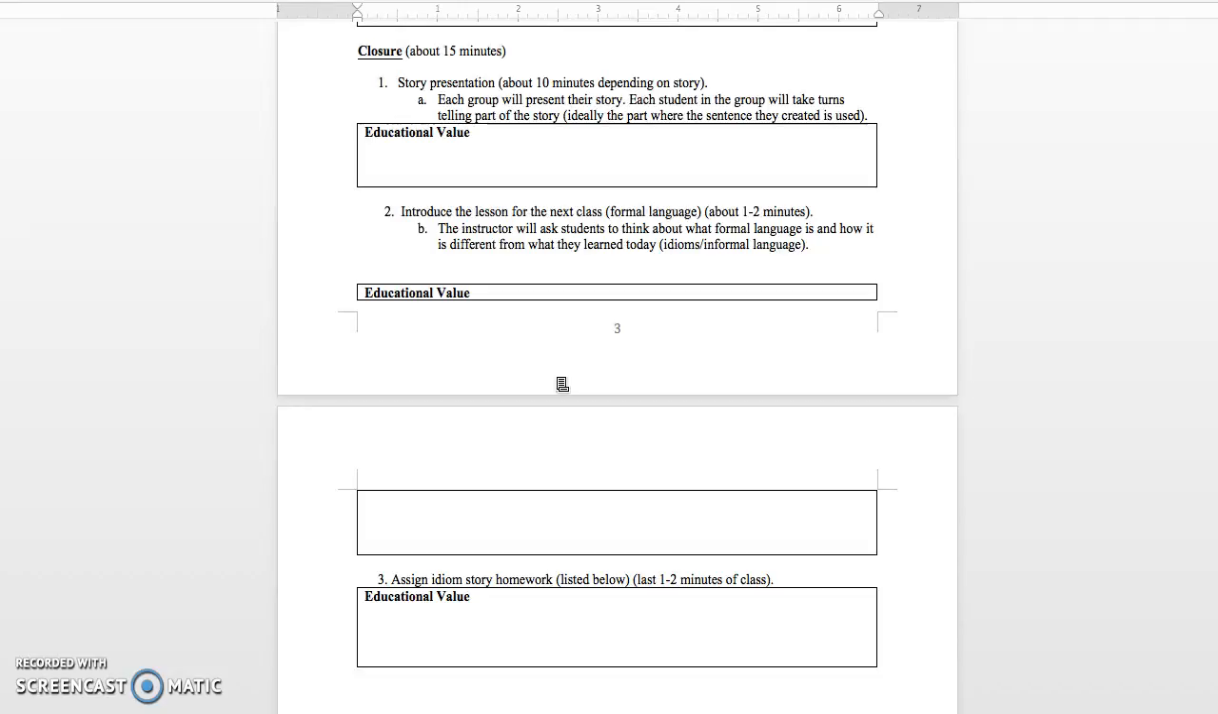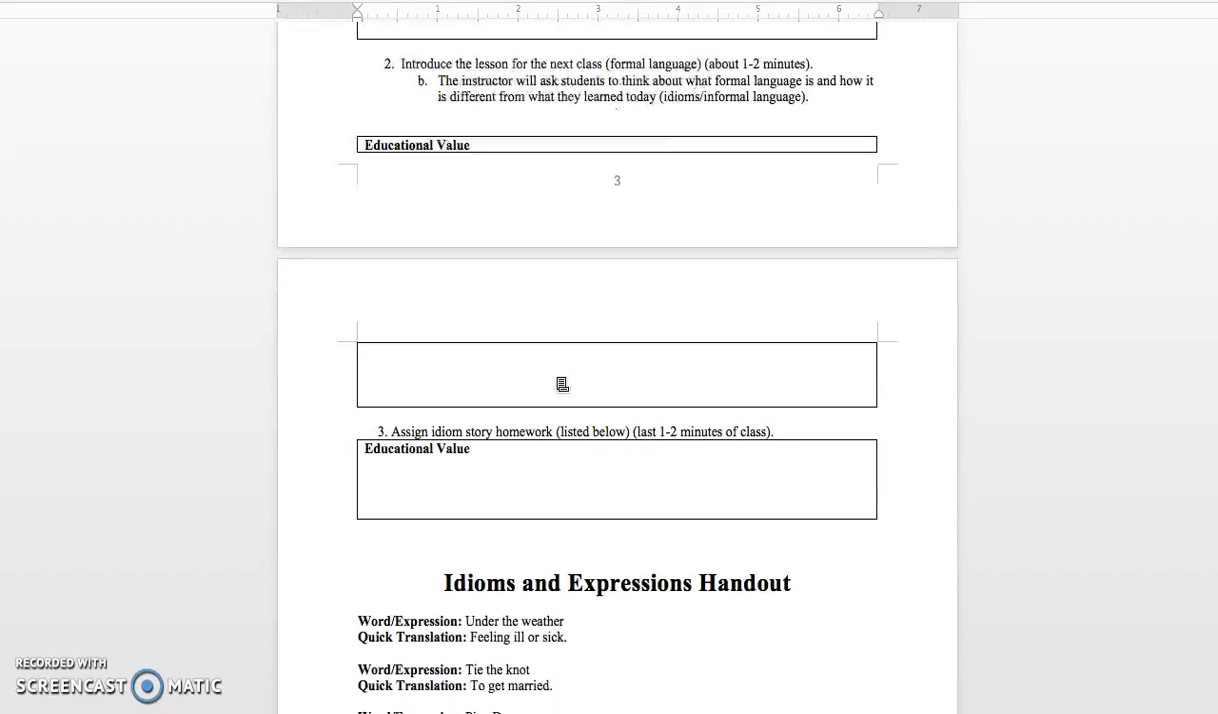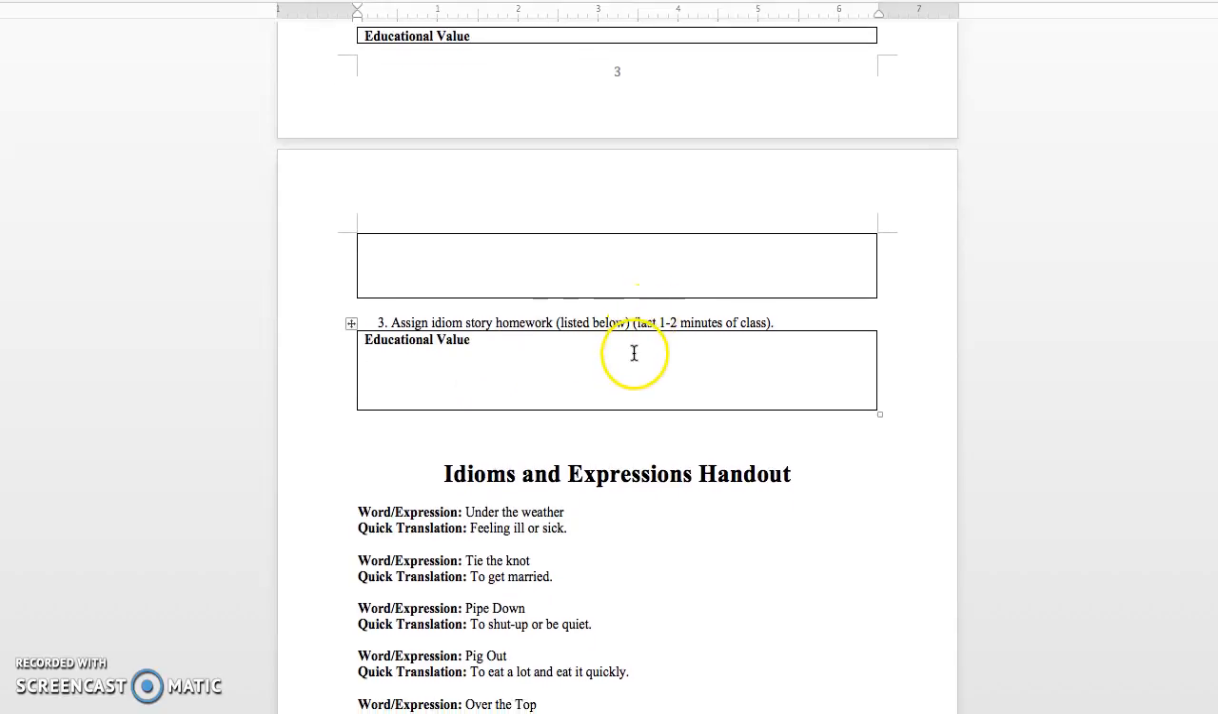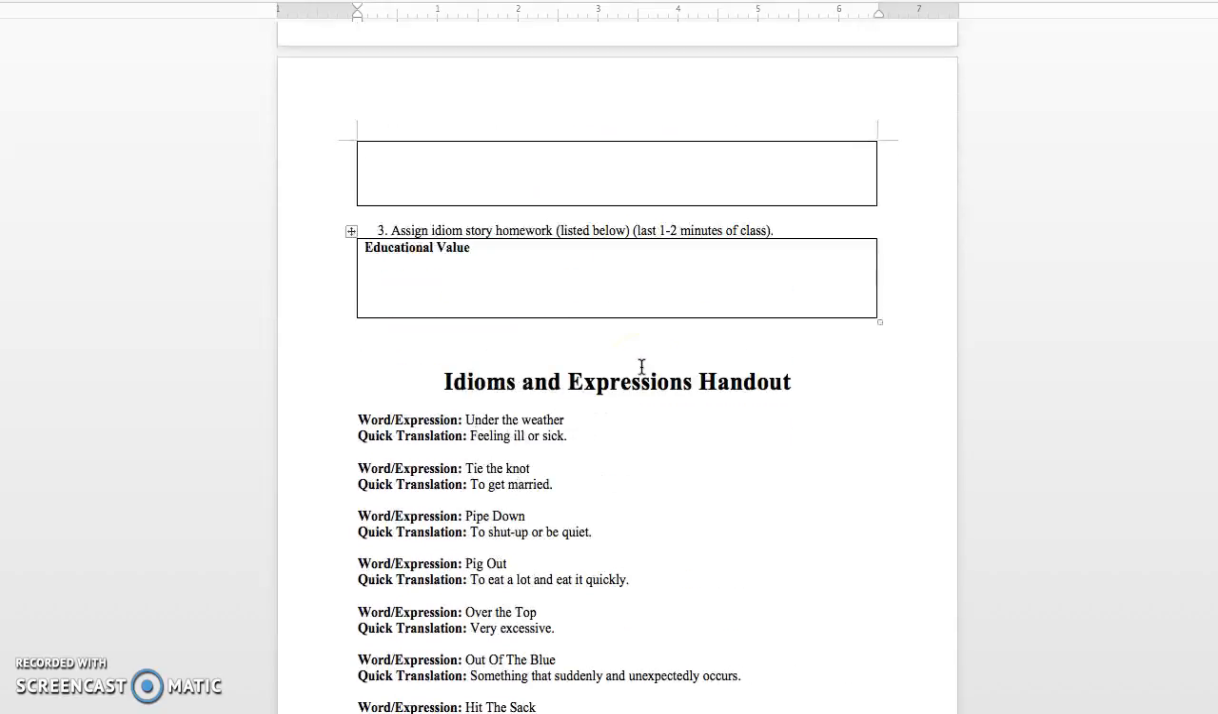And it is communicative because formal language and informal language is used in the real world, and it's helping the students define that contrast and think of different situations they'd be able to use these types of languages in. And now the last one, the idiom homework. I said that it's listed below, but it's not.